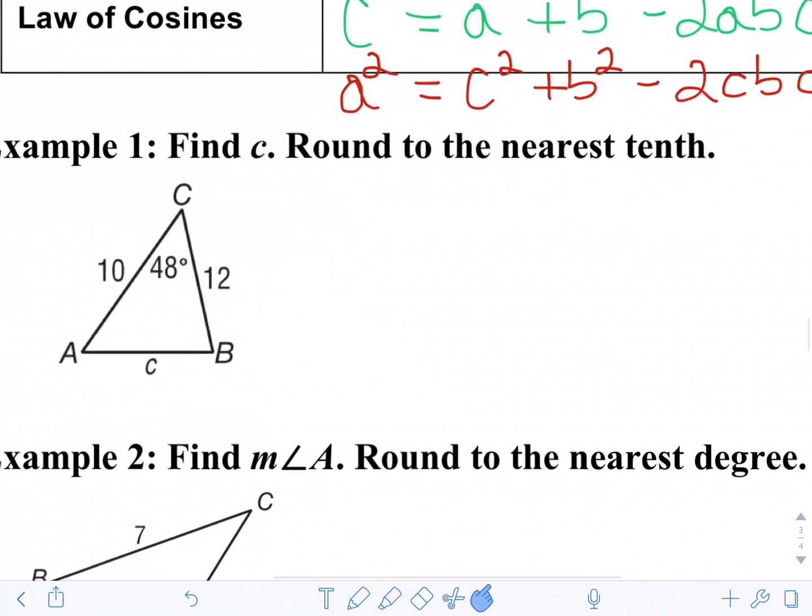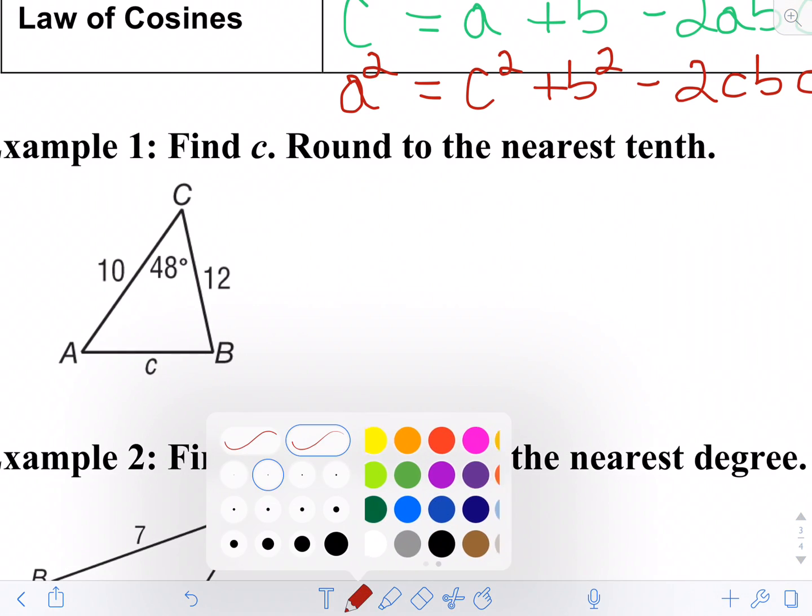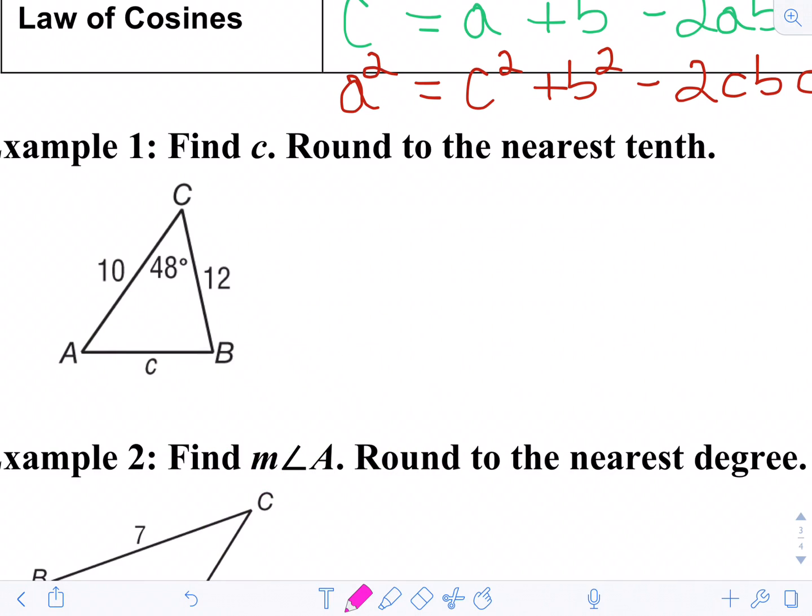So here's the first one. It says find C and round to the nearest tenth. We're going to have a lot of work to do, so it's going to take some time, and I've got to do the calculator stuff with this. So here we go. First thing I'm going to do, because I'm finding C, is write down my formula. I'll do pink. I'm going to write down my formula with C. That's the best thing for you to do.